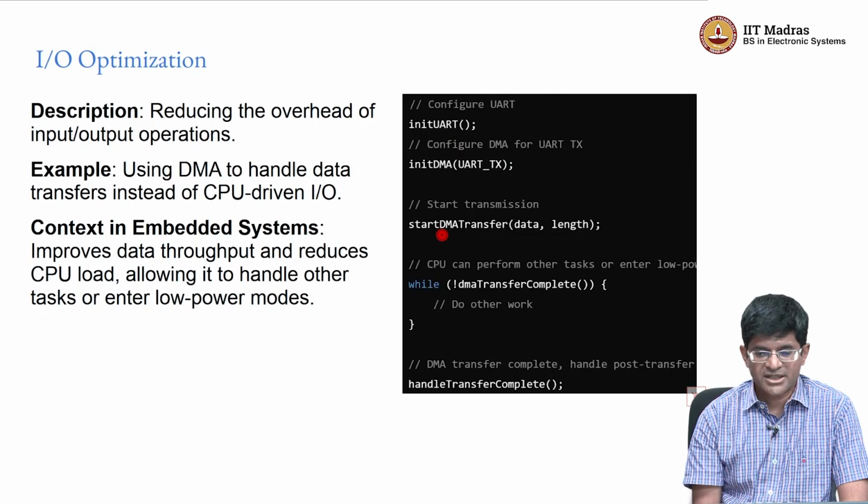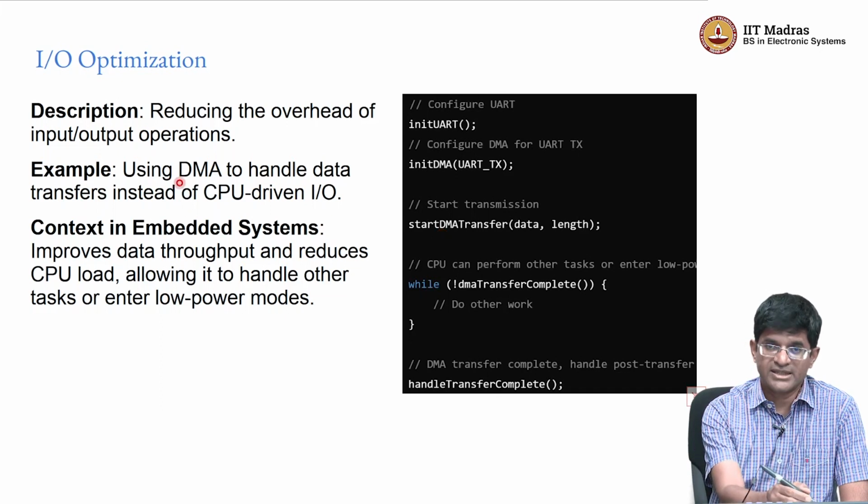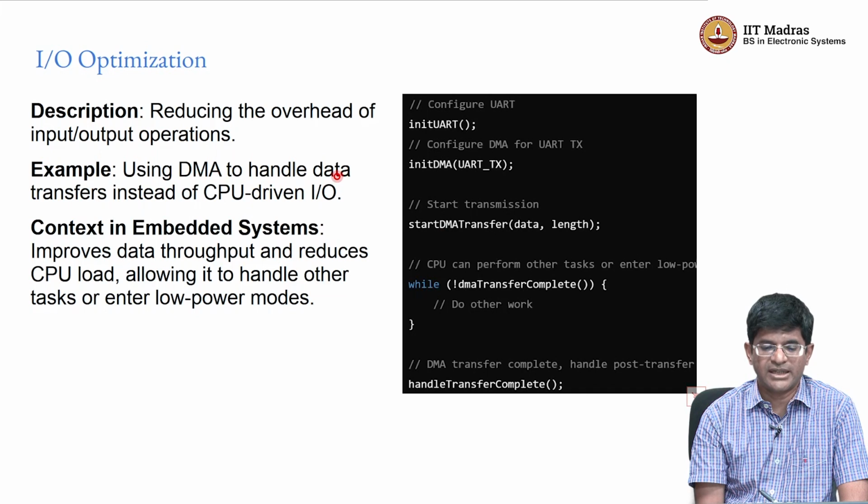There are other optimizations. I/O optimizations are one, and the obvious thing, as we already discussed while talking about DMA, is that if possible, use DMA to handle data transfers instead of CPU-driven I/O. And what do you do over here? The CPU could either go to sleep or it could handle some other computation during the same time, either reducing the total amount of time required for the computation or at least reducing the power being consumed by going into a low power mode.